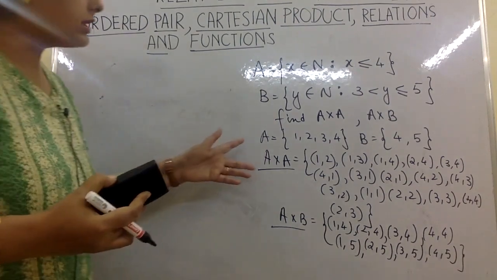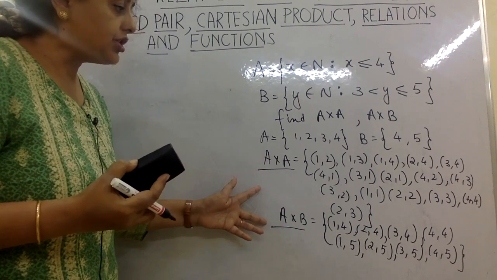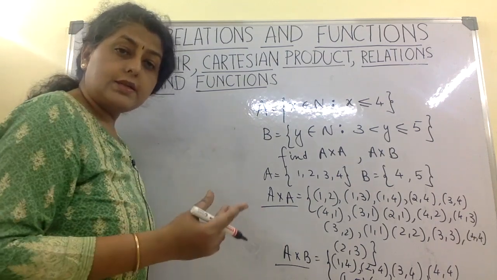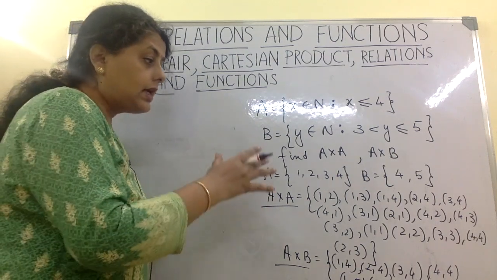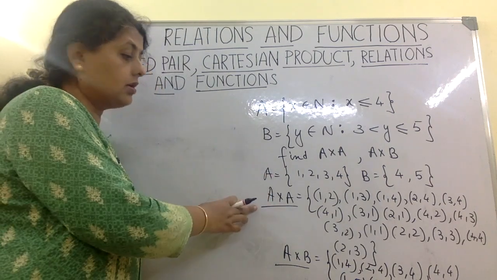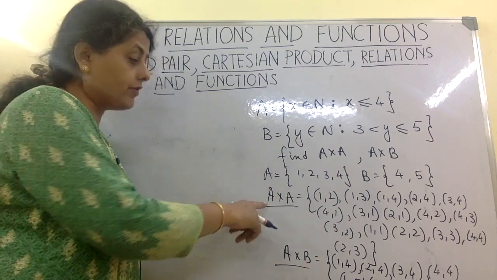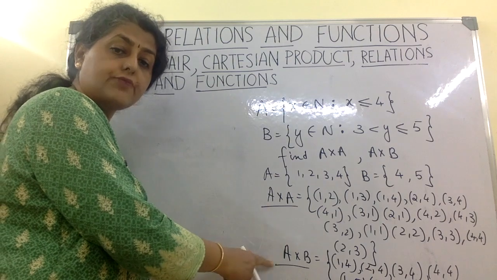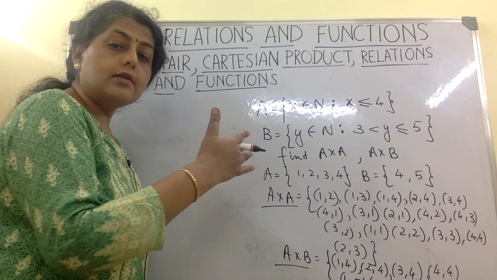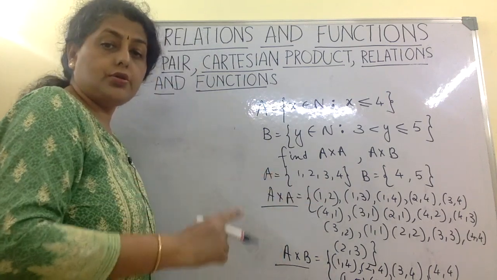We call this a Cartesian product of A cross A. This is also a Cartesian product. Why is it a Cartesian product? Because it is a set of ordered pairs between two sets. One is set A and one is set B. It can also be itself. This is A cross B, but this is from two different sets. So that makes it a Cartesian product when each of the elements is an ordered pair.